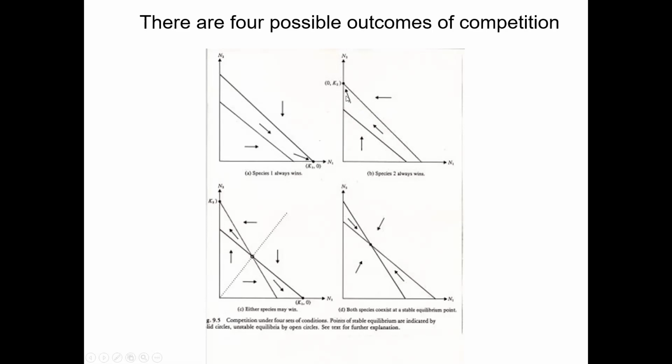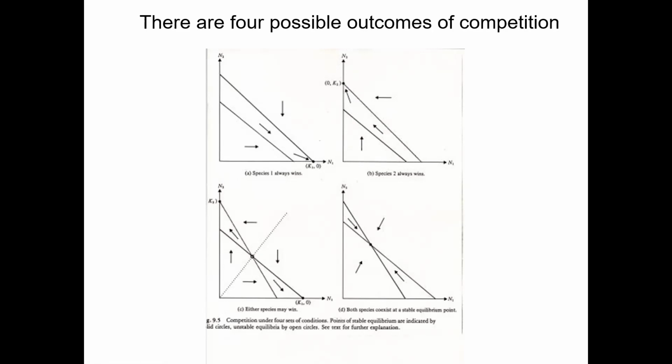And eventually, what will happen? You'll get species 2 going to its carrying capacity, and there will be 0 species 1. So when the species 2 isocline lies outside the species 1 isocline, species 2 is the winner. Species 2 drives species 1 extinct.